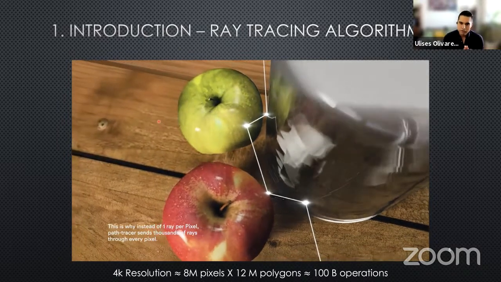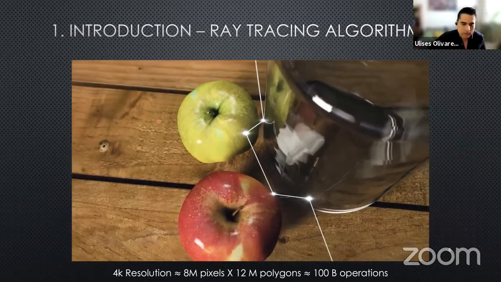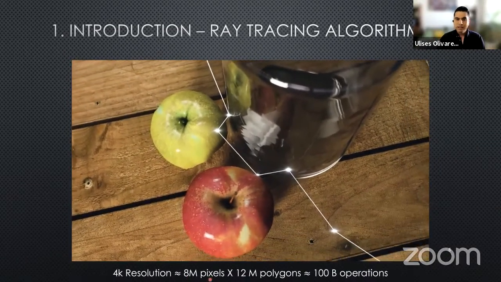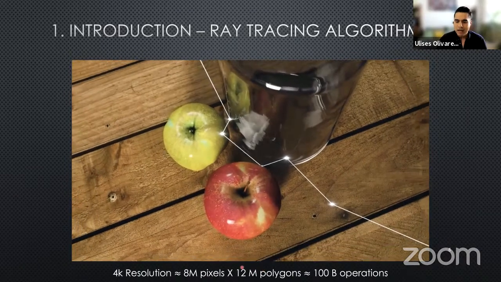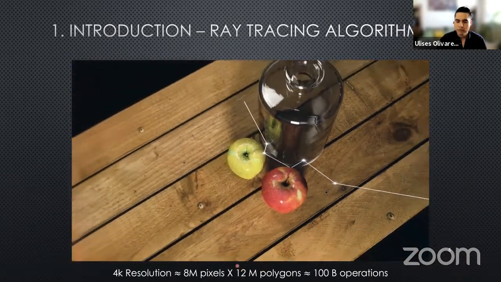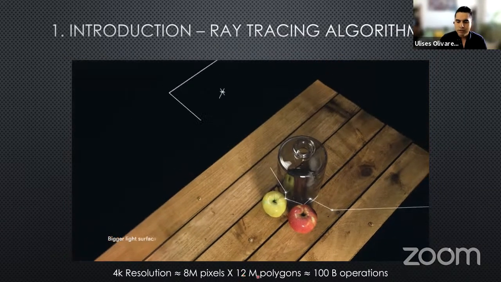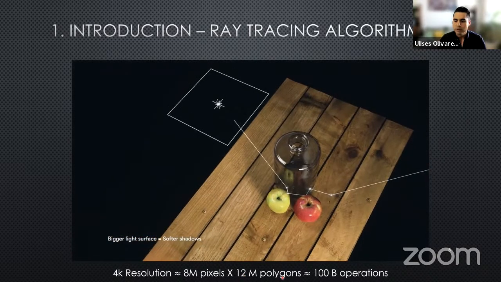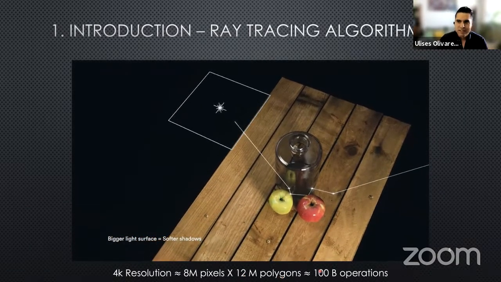So let's imagine we're going to render a 4K resolution image, which will have nearly 8 million pixels. Let's imagine too that we have a really complex model composed of 12 million polygons. In order to produce a single image using this algorithm, we need to perform 100 billion operations. If we want to achieve an interactive frame rate, which means at least 24 frames per second, we need to produce 24 of these images within a second. So that's really complex to achieve.